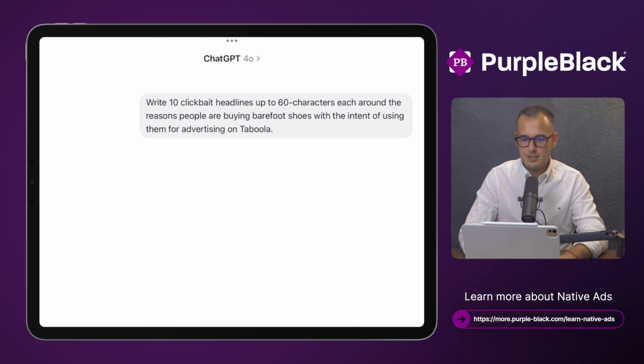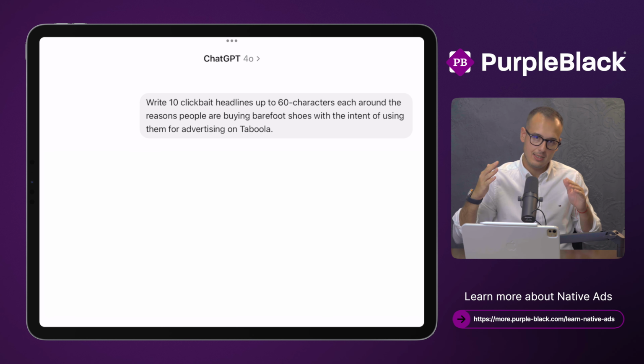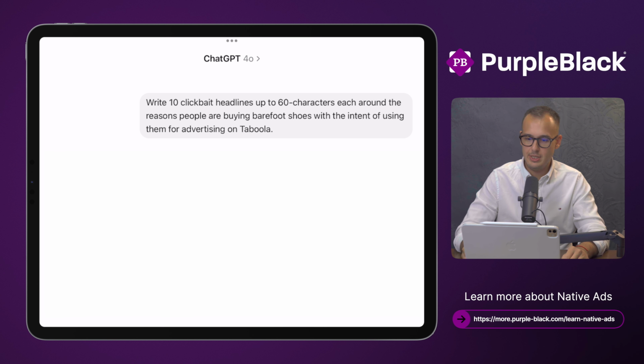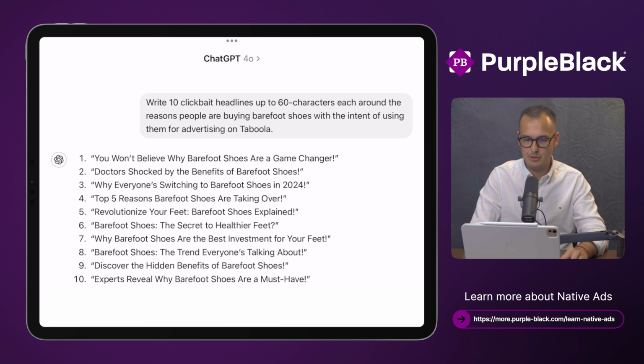And here I just put the reasons people are buying barefoot shoes. This is just the topic I chose. You can also put something else like CBD gummies, solar, lead gen, whatever, it doesn't matter. Then, with the intent of using them for advertising on Taboola, we give ChatGPT the right intention for what you want to use it. And after we click the enter button, you see already 10 concrete headlines you could use, and they're not such bad samples.